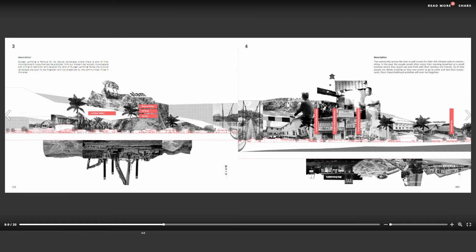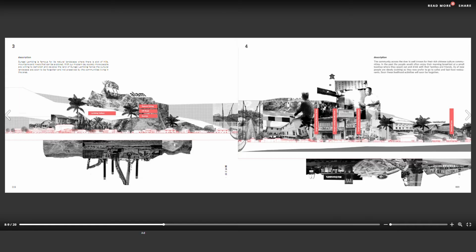So the third one is the natural landscape. The natural landscape is one of the famous icons in Sungai Lembing. We actually mapped it out like the natural hiking, off-road, sunrise, and Sungai Lembing. So this sectional cut actually narrates that whole natural landscape.